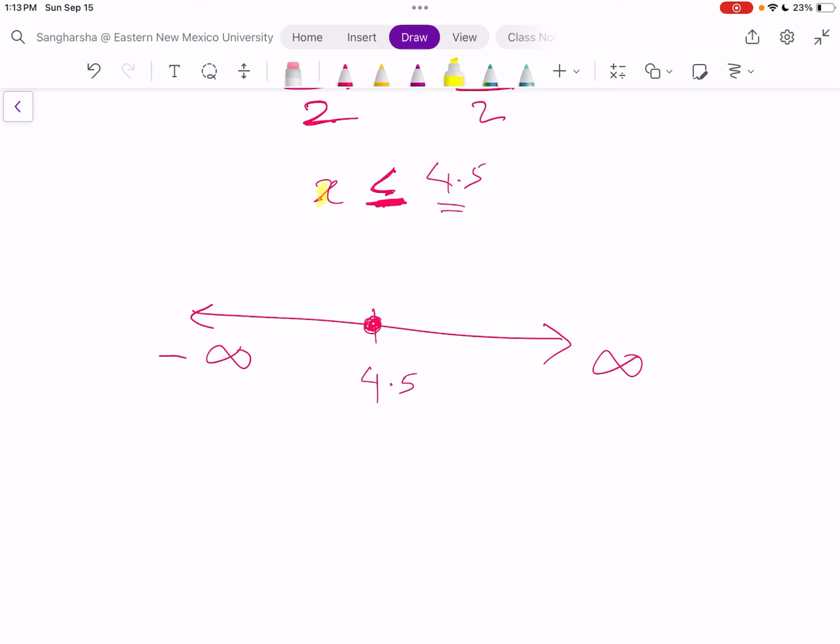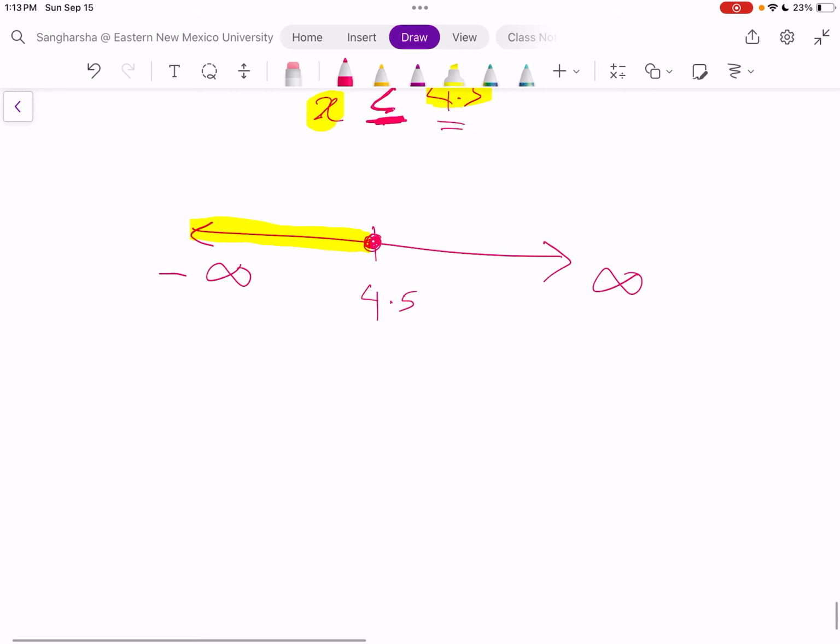Now where do we find a number less than 4.5? We find it on the left side. So this shaded region is the solution. In order to write an interval notation, we start from the left side. We have negative infinity all the way up to 4.5.